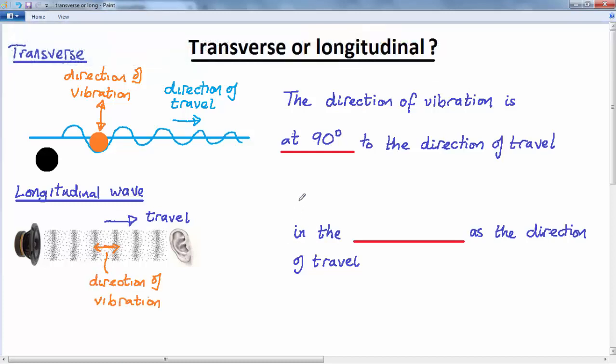So summarizing, we can say in the case of a longitudinal wave, the direction of vibration is in the same direction, that's parallel to, as the direction of travel.